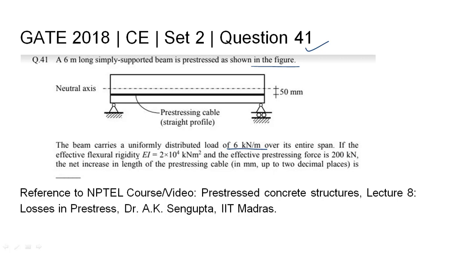If the effective flexural rigidity EI equals 2 into 10 to the power 4 kN meter square and the effective pre-stressing force is 200 kN, the net increase in length of the pre-stressing cable needs to be found in mm and rounded off to 2 decimal places. The relevant NPTEL reference has been cited.